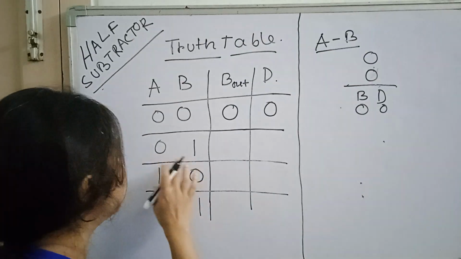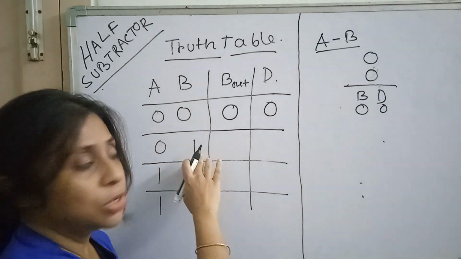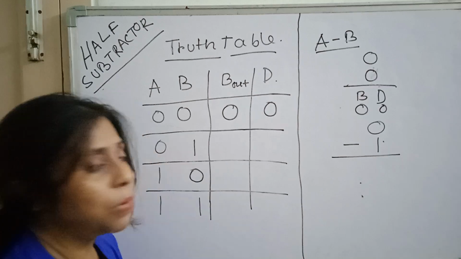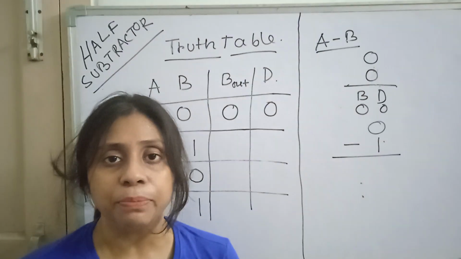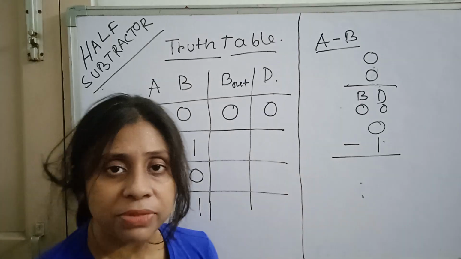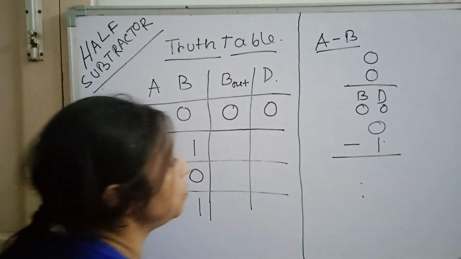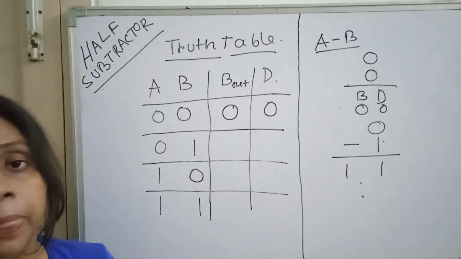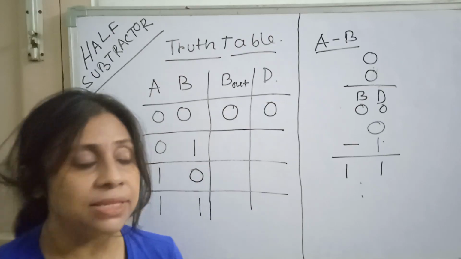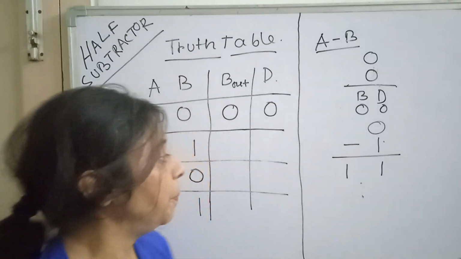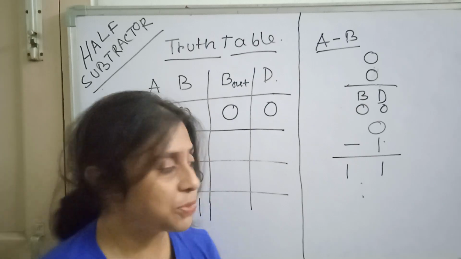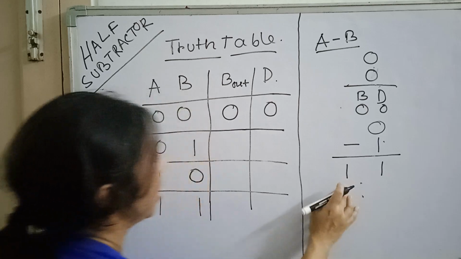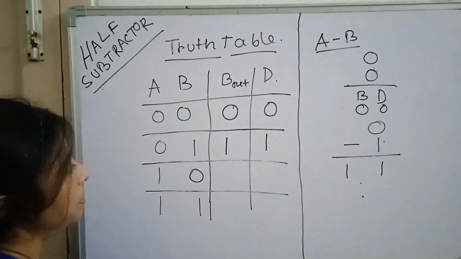So the next input combination is 0, 1. So we will do 0 minus 1. What will be the difference and borrow while we are subtracting 1 from 0? Then the borrow will be 1 and difference will be 1. This is covered in our binary subtraction classes, so please go through that video link. We will provide that in the description box. Now see, 0 minus 1 is difference 1, borrow 1. So difference 1, borrow 1, B out 1.